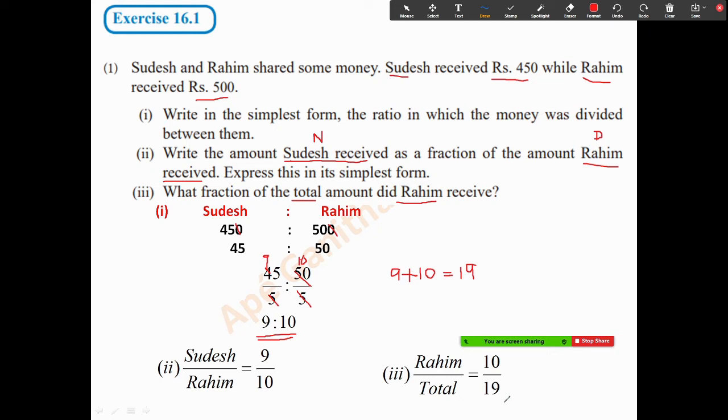Here we compare Rahim's amount with the total. In the previous one we compare Sudesh amount with the Rahim's amount. Here with the total amount.